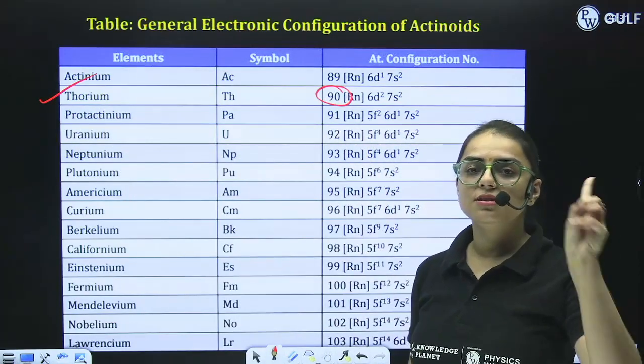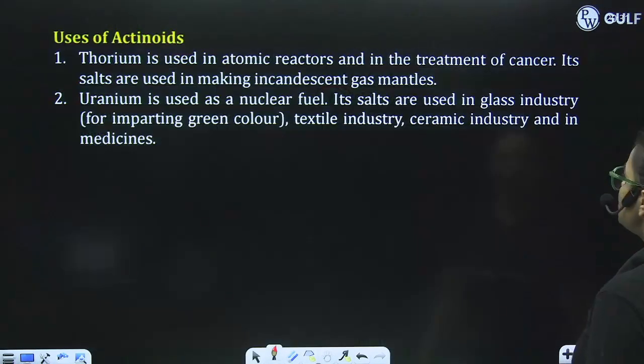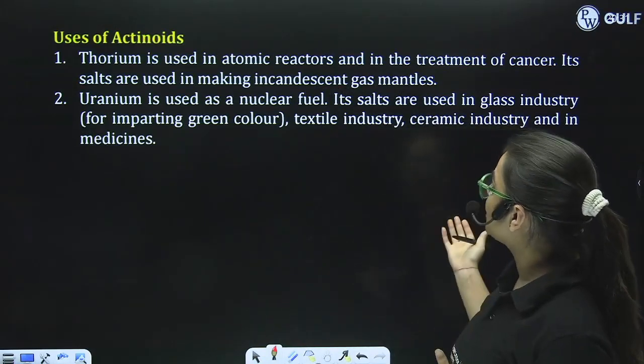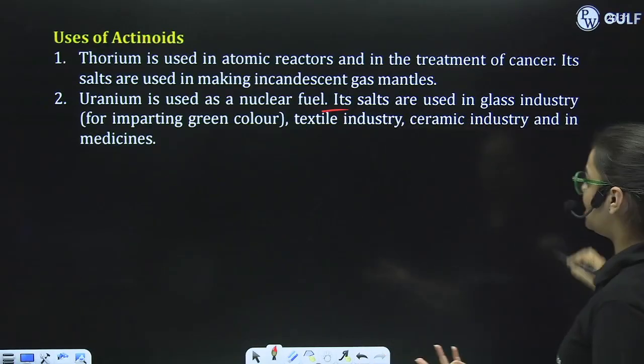Now students, these are your actinoid series, which start from thorium, element 90. 89 is not included in this, 89 is included in the D block elements. So this is the general electronic configuration which you can practice on your own. Now comes the uses of actinoids. Thorium is used in atomic reactors and in the treatment of cancer. Uranium is basically used as a nuclear fuel. Okay, so these are certain uses for this as well.